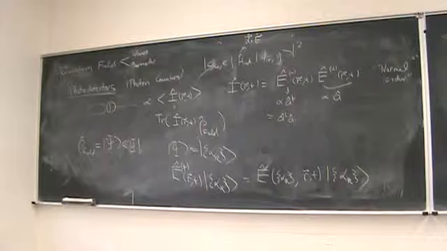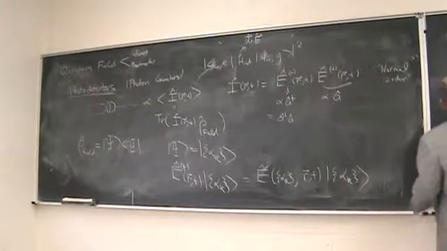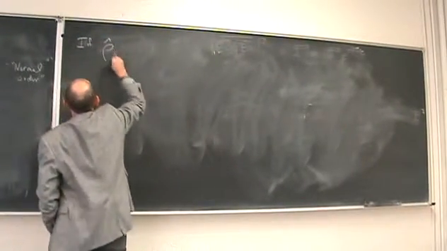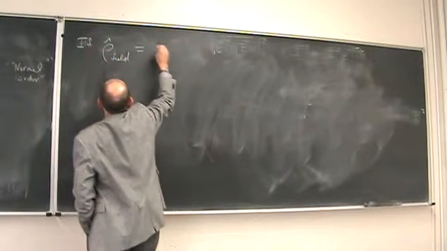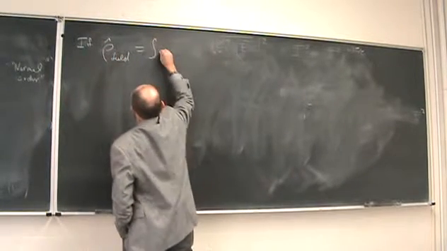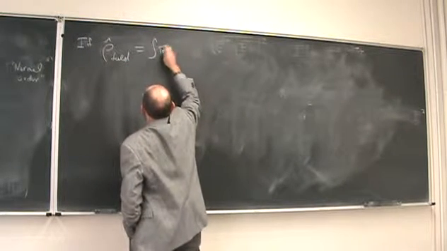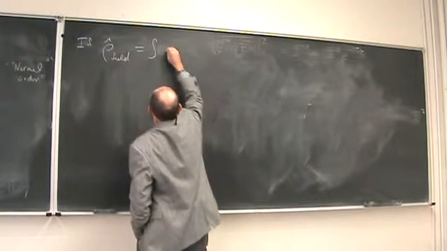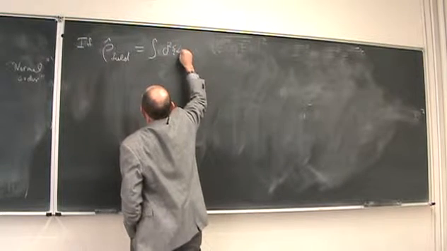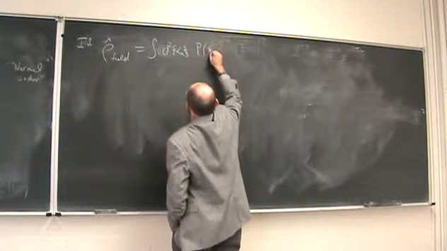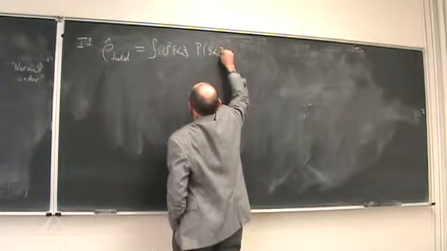Moreover, if my state is a classical statistical mixture of coherent states, well, the same thing is true, right? So if my state is some statistical mixture, I'll just write it like this. For all the modes, there's some probability distribution of having that.